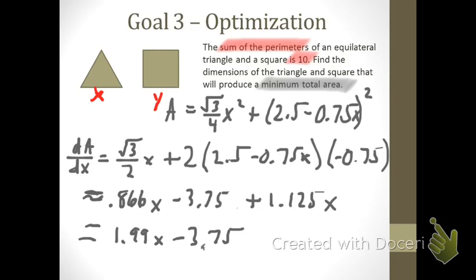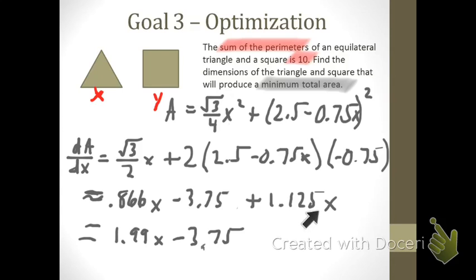Okay, now whenever I was finding this derivative, the thing that you had to keep in mind is right here, you had to use the chain rule. So you can see how I multiplied by 2 and then reduced the exponent by 1. And then I found the derivative of the inner function, the negative 0.75, and multiplied that by the derivative of the outer function.